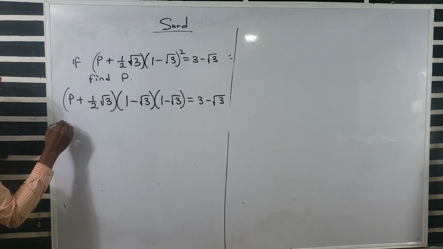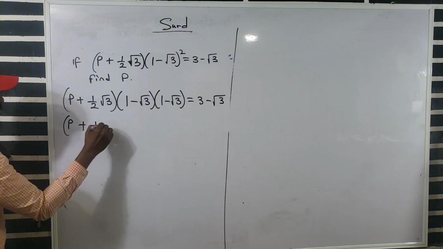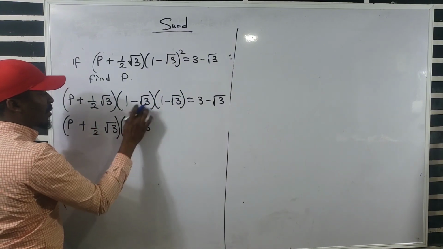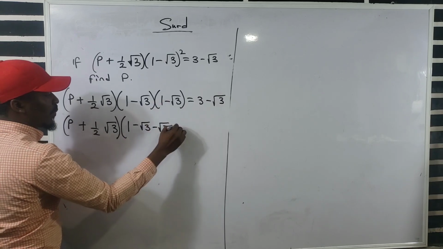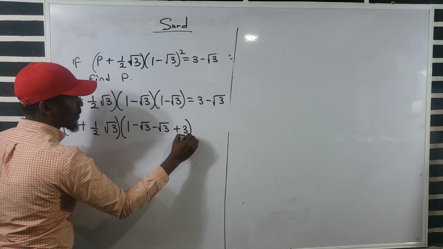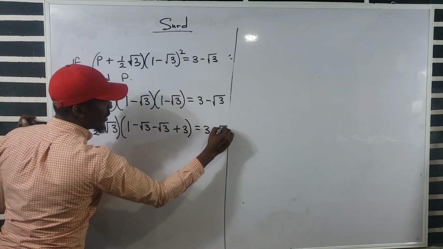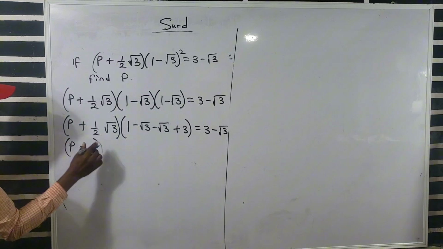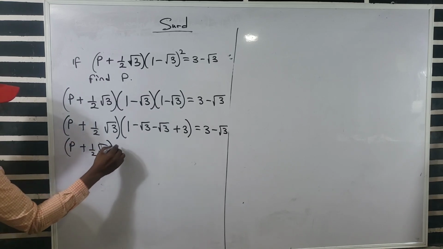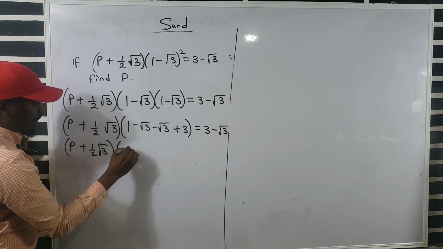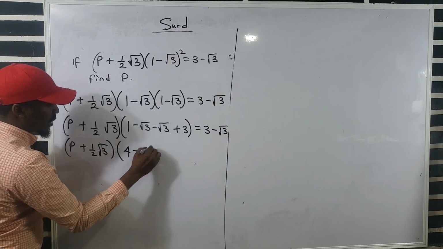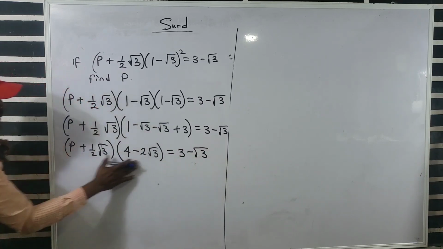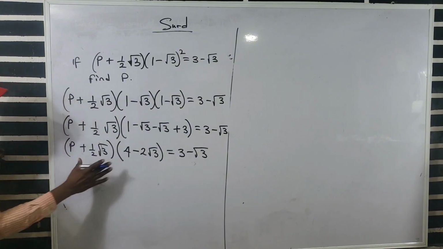That will give us p plus 1 over 2 root 3 into this, and this will give us 1 minus root 3 minus root 3 plus 3, which gives 4 minus 2 root 3, equals 3 minus root 3. So we have reduced the three brackets now to two. So let's open these two.